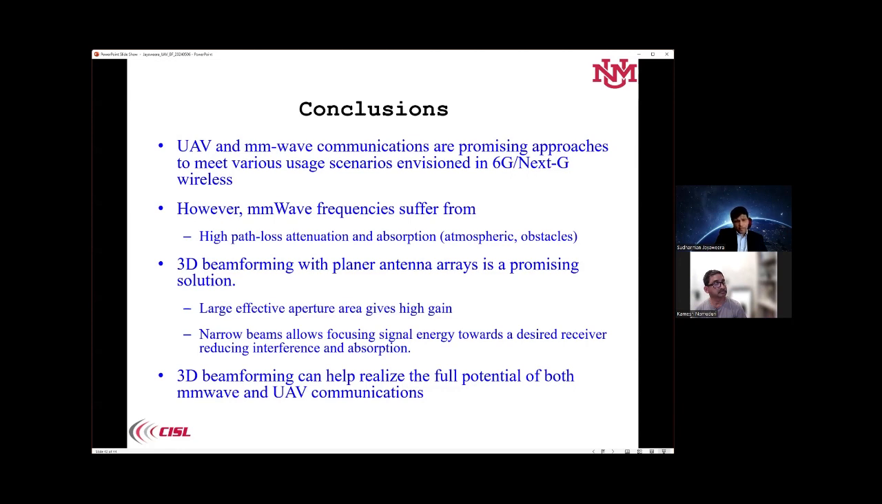The 3D beamforming with the planar antenna array can be a good solution for these problems. A large effective aperture area can be used to obtain high gain, but also allows narrow beams focusing signal energy towards a desired receiver, reducing interference and absorption. So 3D beamforming in general, because of that, can help realize the full potential of both millimeter wave and UAV communications.